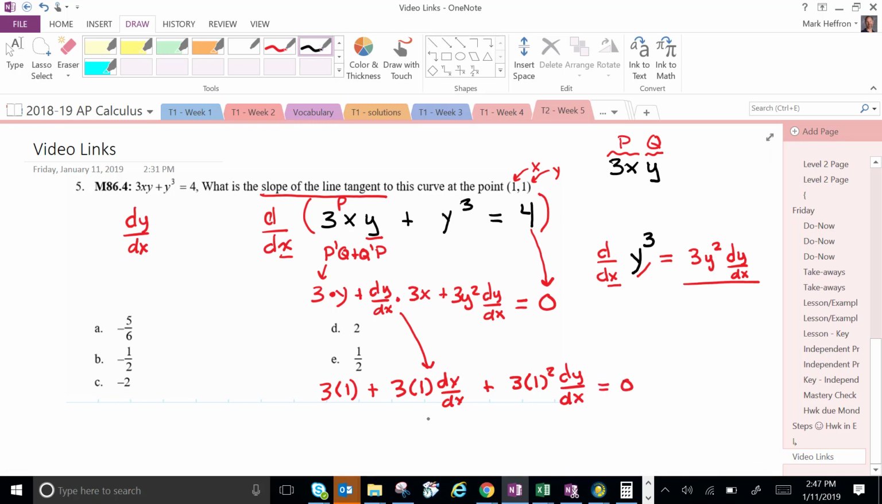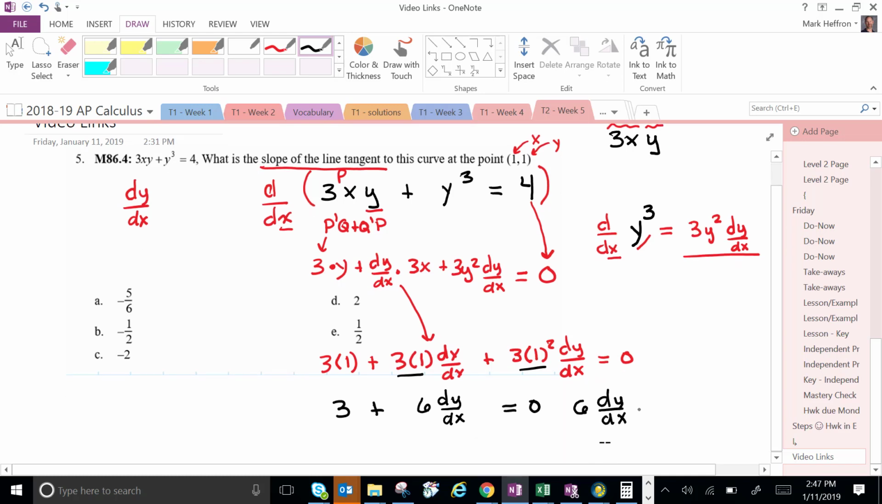So we can collect some like terms. 3 plus 3 and 3 makes 6 dy/dx, and all of this equals 0. Subtracting 3 from both sides gets 6 dy/dx equals negative 3. Dividing by 6 gets an answer of negative 1/2.